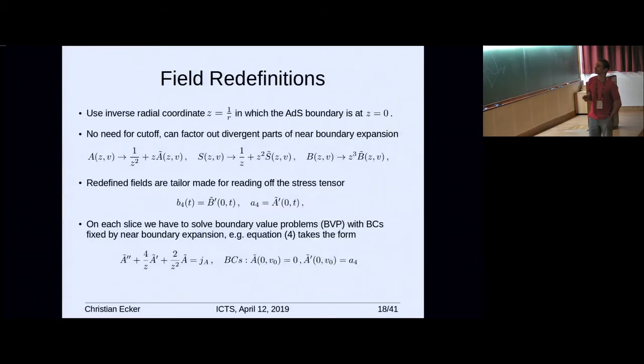And this you usually do in a way that you can easily read off from the redefined fields the modes that enter the stress tensor. So what we have to do now is to solve on each of these slices these differential equations, the Einstein equations, and they take the form of a boundary value problem. These boundary conditions and boundary value problems are fixed by the near boundary expansions. And for instance, this equation 4 that I showed you in the previous page translates into this form.